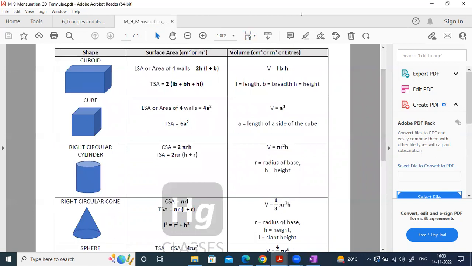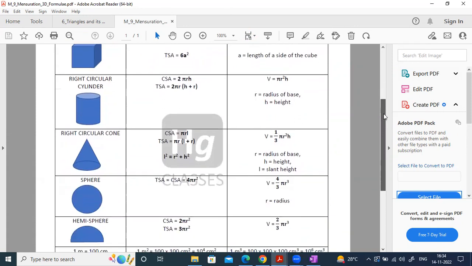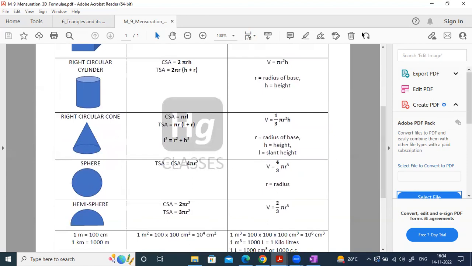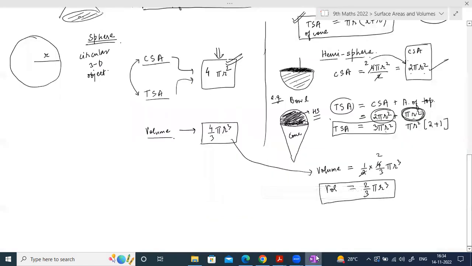And these formulas we have discussed in the previous class. LSA of a cuboid, TSA, volume of a cuboid, LSA of a cube 4a square, TSA of a cube 6a square, volume is a cube. How many shapes? Total 6 shapes, 3 formulae for each, so 18 new formulas plus an extra formula for slant height. Okay sir. Okay.